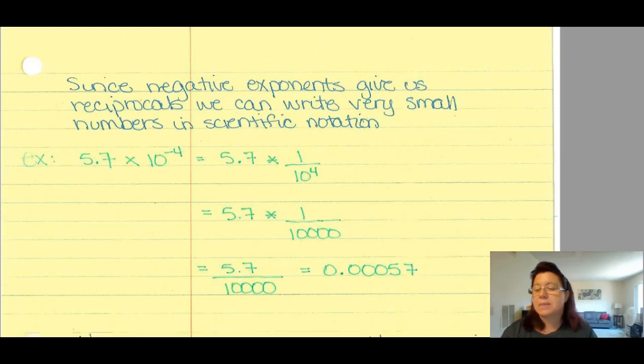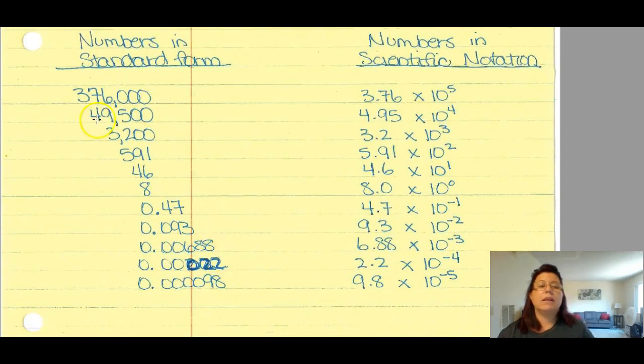So let's take a peek at some examples. Numbers in standard form, numbers in scientific. We already did this one. 376,000 will be 3.76 times 10 to the fifth. I needed to move that decimal over five positions for it to be in scientific notation. 49,500, I'm going to need to divide by 10, divide by 10, divide by 10, divide by 10, four times. Therefore, 4.95 times 10 to the fourth. 3,200, divide by 10, divide by 10, divide by 10. That means 3.2 times 10 cubed.